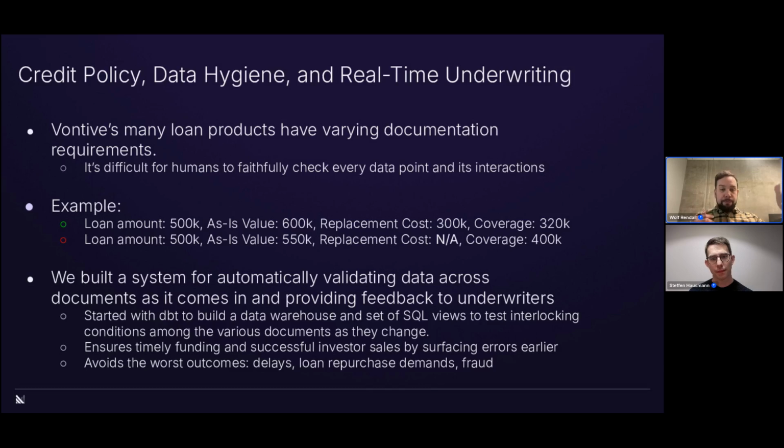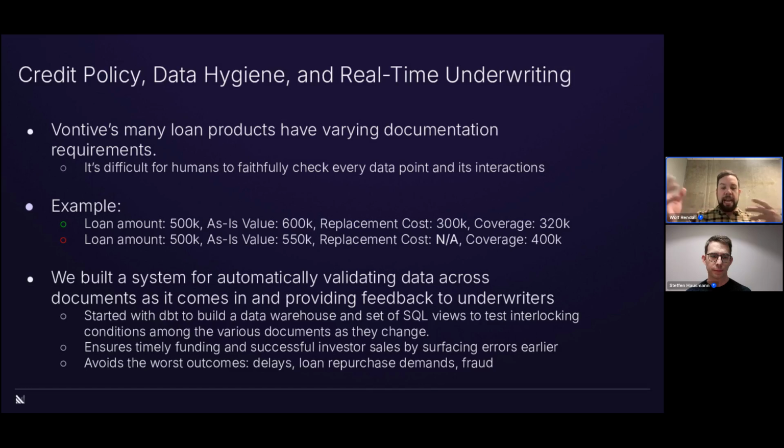So for example, I've got two hypothetical loan situations here. Both loans are for a loan amount of $500,000. The first loan has an as-is value on the property that's securing it of $600,000. The second one has $550,000. These are kind of the same. And then one interesting thing that's coming up is we have an appraisal that we had to order for both of these properties. On the first property, the appraisal lists a replacement cost for the building of $300,000. And the insurance policy that covers the building for hazards and destruction says it's covered up to $320,000. The second loan, the appraisal did not list a replacement cost, so that's pretty common.